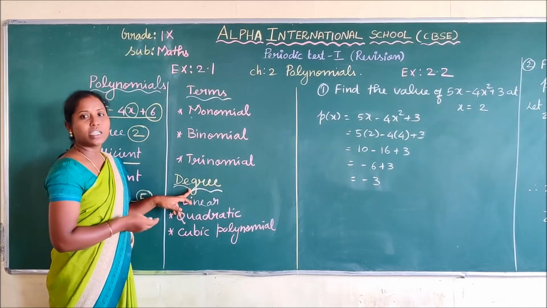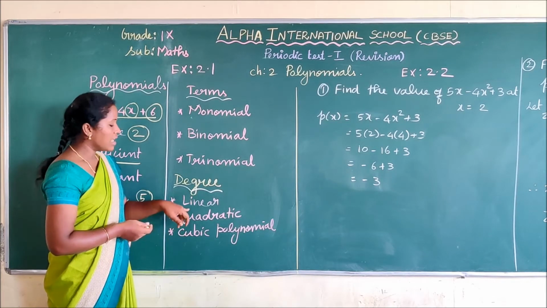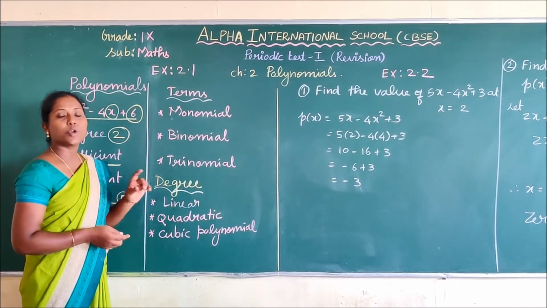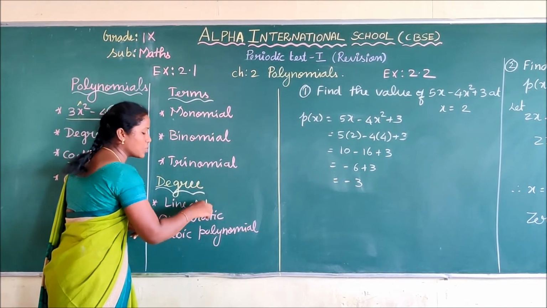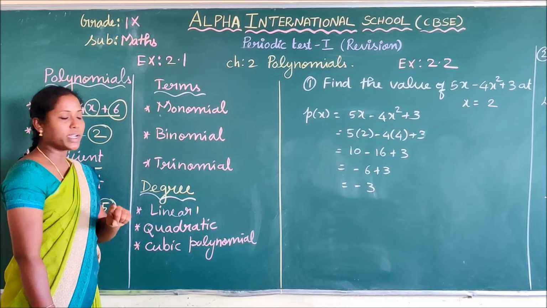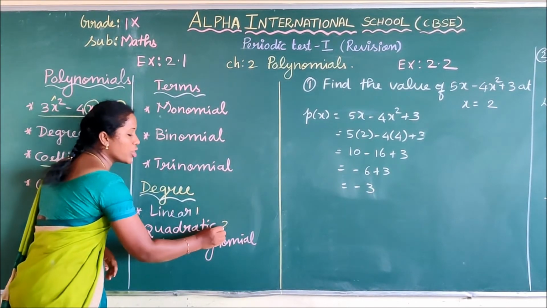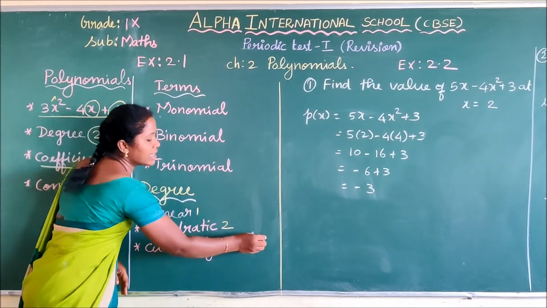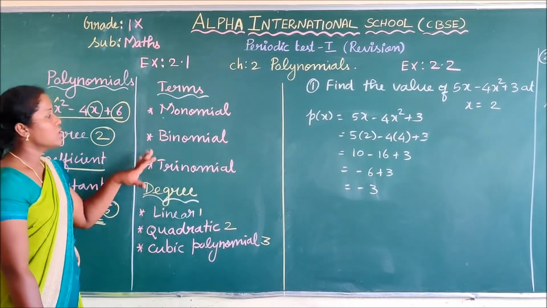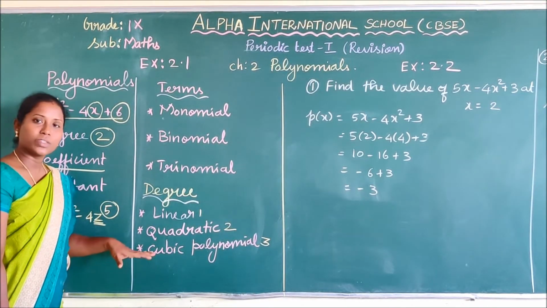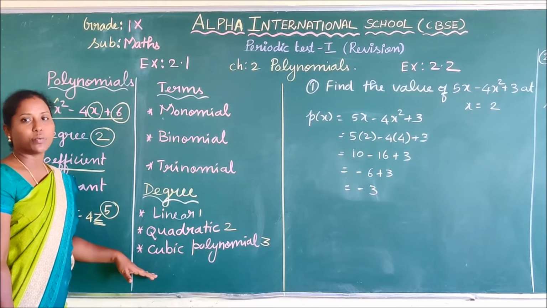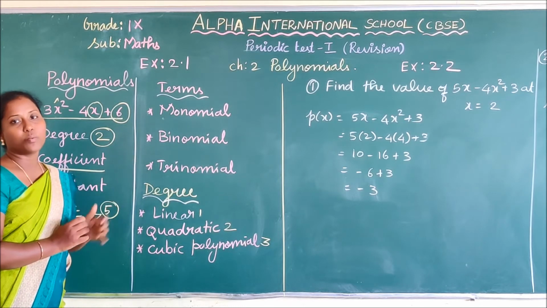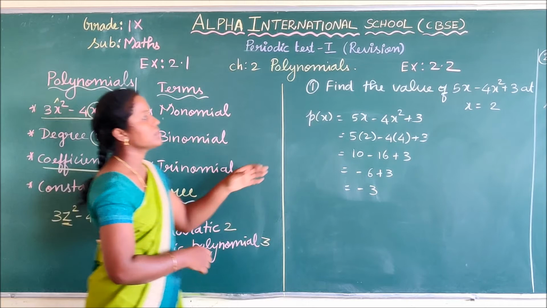And based on the degree, how polynomials are classified is linear polynomial, quadratic polynomial and cubic polynomial. Linear polynomial means the degree of the polynomial is 1. If the degree of the polynomial is 2, then it is a quadratic polynomial. And if the degree of the polynomial is 3, then it is said to be a cubic polynomial. So these are the concepts we use in exercise 2.1. If you revise the concepts, it is easy to solve the first exercise problems in polynomials. Now the second exercise.